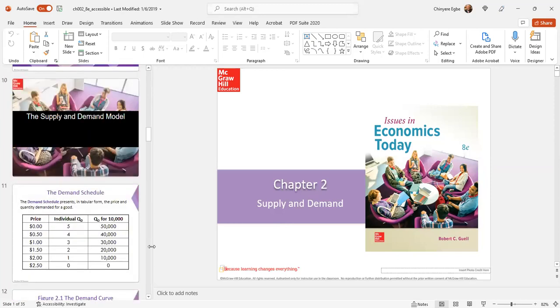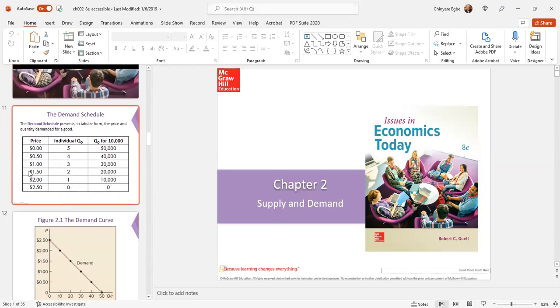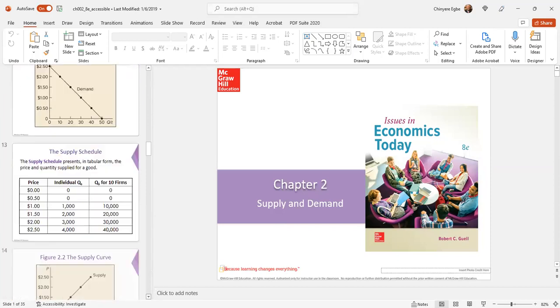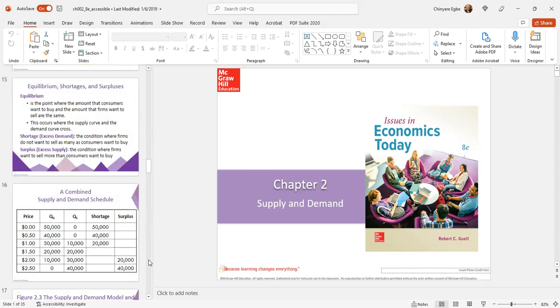of supply and demand. Okay, for example, you can see when price is 0, the quantity demanded is 5,000, and when price is 2.5, the quantity demanded is 0. Okay, and so you have a downward sloping demand curve. All right, and here this is a supply schedule. When price is 0, nothing is supplied. When price is 1, 10,000 is supplied. When price is 2.5, 40,000 is supplied. And so you have a supply curve, which shows that as prices go up, the quantity supplied goes up, okay?